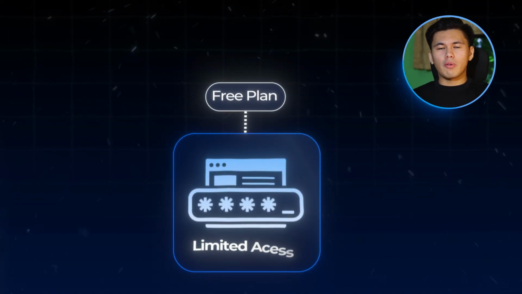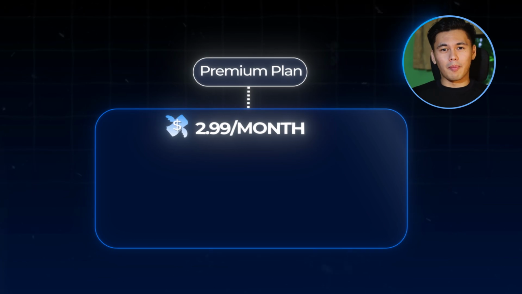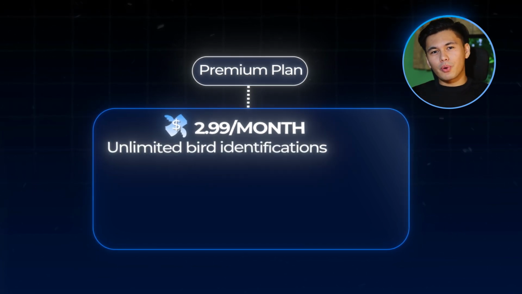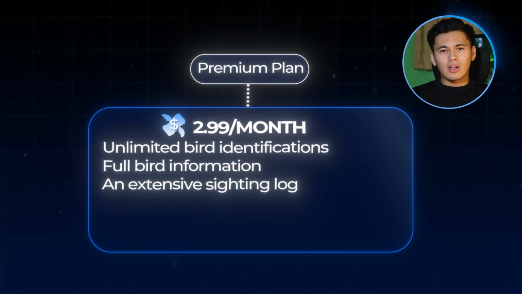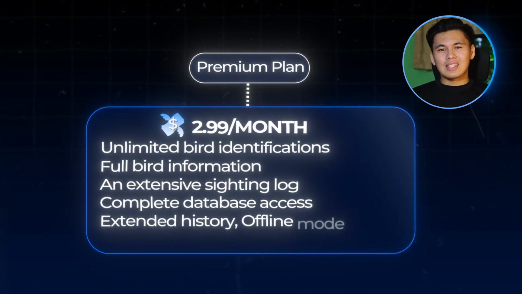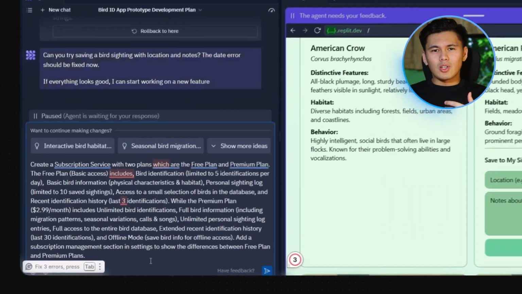The free plan will offer limited access, while the premium plan, priced at $2.99 a month, offers unlimited bird identification, full bird information, an extensive sighting log, complete database access, extended history, offline mode, and priority processing. This setup keeps the free plan functional while making the premium plan compelling. So I'll write out what I just mentioned.